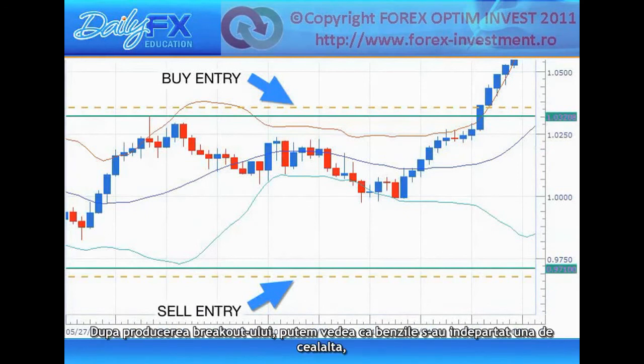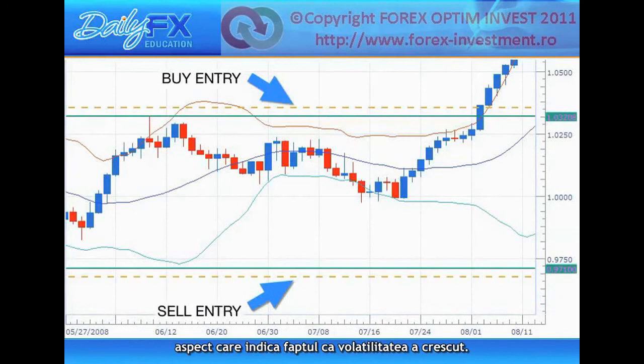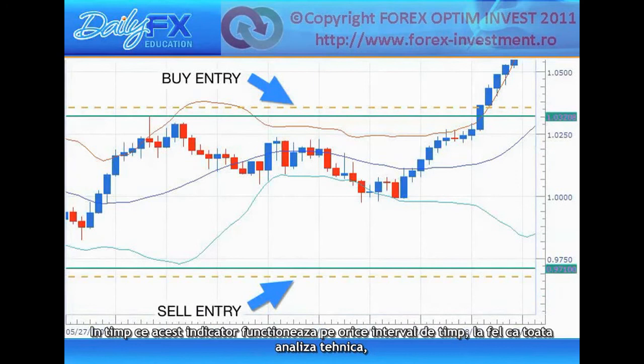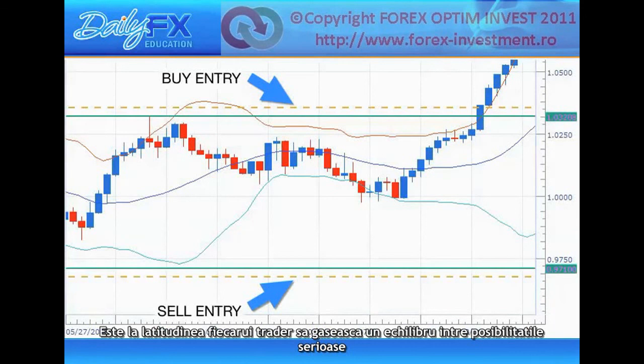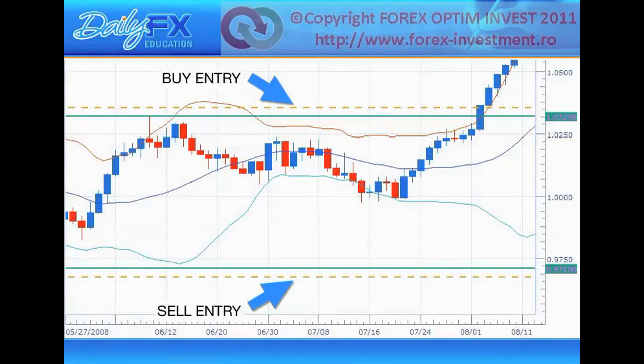With the breakout, we can see where the bands moved far apart, which is an indication of increased volatility. While this indicator can work on any time frame, like all technical analysis, the daily chart will typically offer the better trading opportunities, with the shorter term charts offering more opportunities. It's up to each trader to find the balance between solid opportunities and the number of trades they wish to take advantage of in their approach. But the key is, as always, to trade with the trend and not against it.